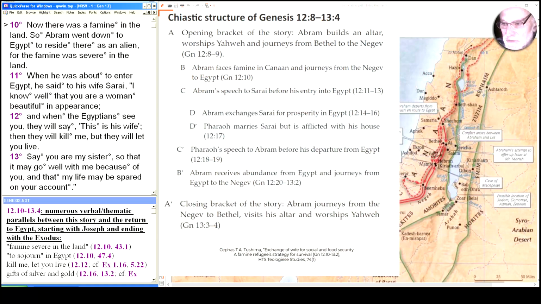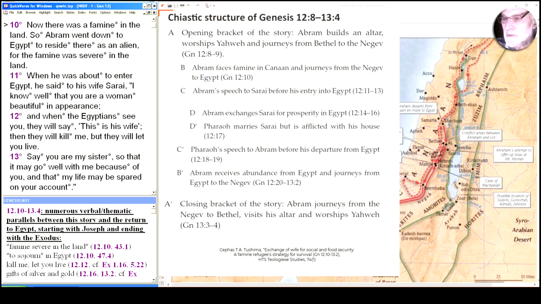This version of it is from Cephas Tushima, who's writing from South Africa, in this article entitled "Exchange of Wife for Social and Food Security: A Famine Refugee Strategy for Survival." As it turns out, the piece doesn't actually discuss that much about a famine refugee strategy, but goes into enormous and helpful detail about the chiastic structure of our immediate passage, as framed by the bracketed elements. So let's look at that just briefly here.